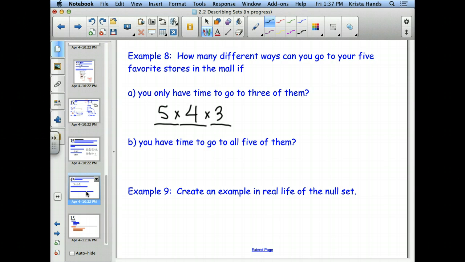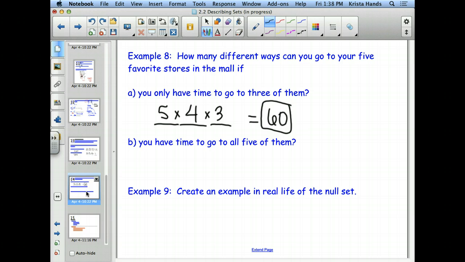So you're making the decision most of the time on whether or not repeats make sense. Usually, I'm not going to tell you. It's something that you should be able to read through and say, yeah, I can't repeat the digits here. So this is what I would do instead. What is 5 times 4 times 3? So there are 60 different options or combinations that you could choose from among your 5 favorite stores if you're only going to go to 3 of them.